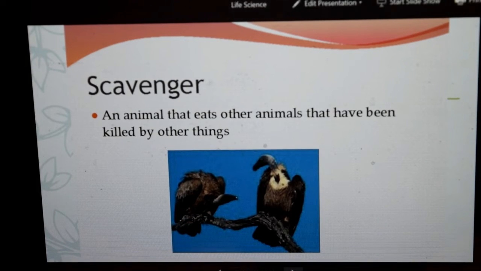We have another group here, the scavenger. A scavenger is an animal that eats other animals that have been killed by other things. If you ever watch a documentary on Africa and they're showing a lion killing a wildebeest, after the lion's done, other animals come and scavenge what's left. These are vultures. Vultures don't kill animals. Rather, they wait for animals to die or get killed and they eat the scraps that are left. That's a scavenger.